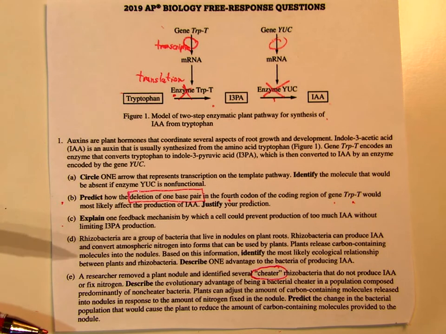Plants can adjust the amount of carbon-containing molecules released into nodules in response to the amount of nitrogen fixed in the nodule. Predict the changes in the bacterial population that would cause the plant to reduce the amount of carbon-containing molecules provided to the nodule. Okay, so if there were too many cheater bacteria, then the plant would reduce the amount of carbon it would give back to the bacteria. Anyway, hope that makes sense.